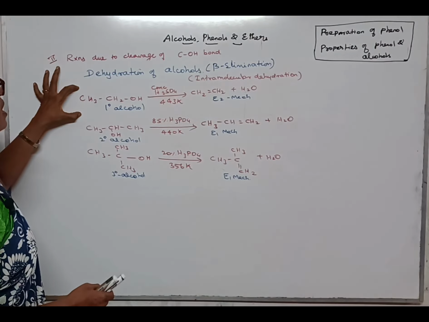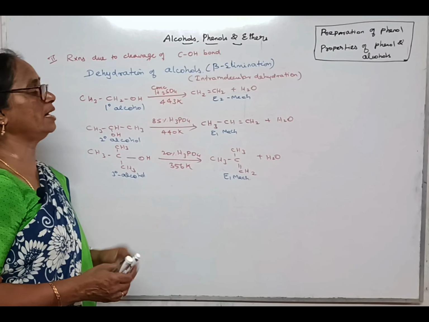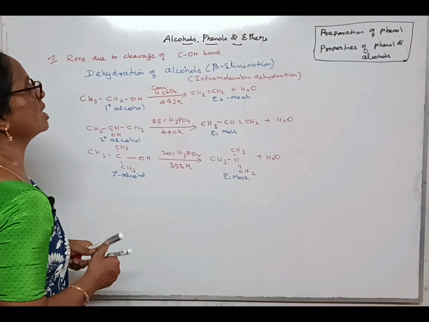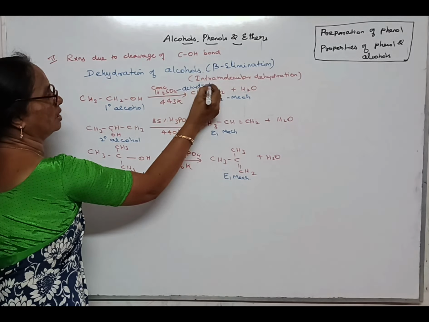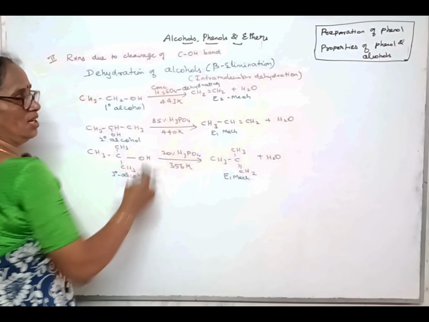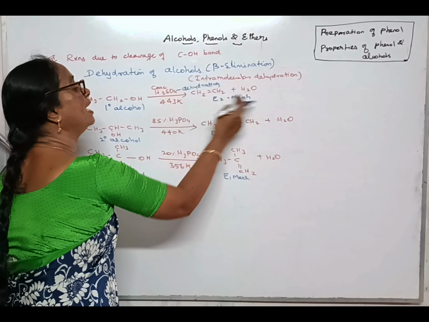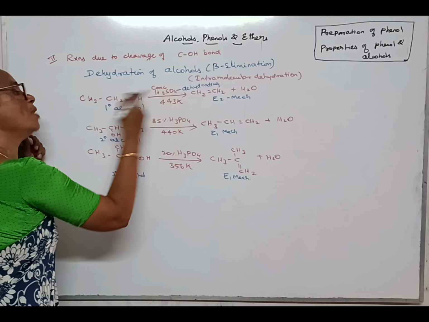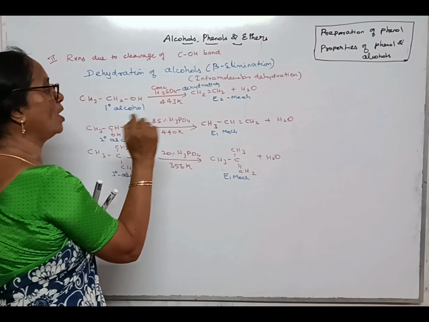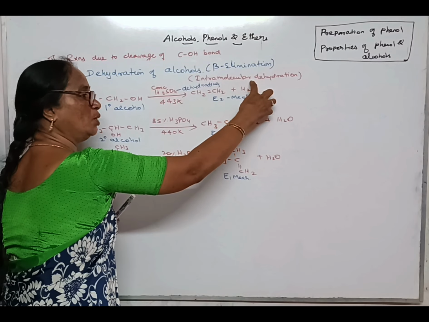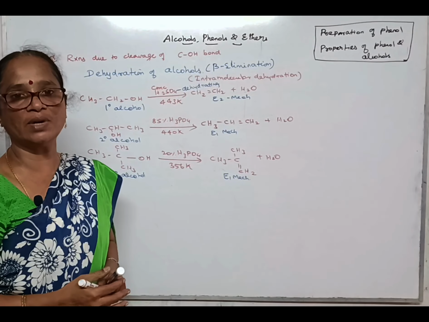So primary alcohol is heated at 443 Kelvin with concentrated sulfuric acid. Why do we take concentrated sulfuric acid? Once again, it is a dehydrating agent, because the water, if it is formed, may drive the reaction in the reverse direction, since hydration of alkene will take place to form alcohol. That's why concentrated sulfuric acid is taken, which will absorb the water produced, and hence the alkene will be stable and the reaction will proceed in the forward direction.